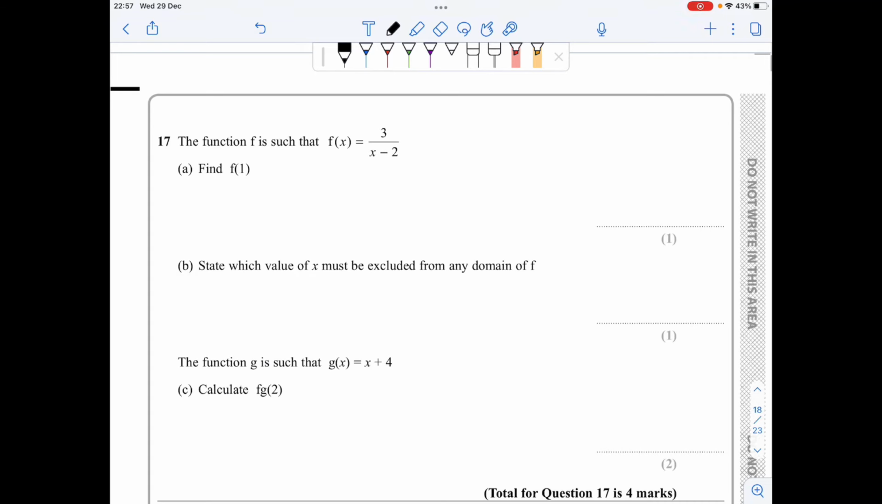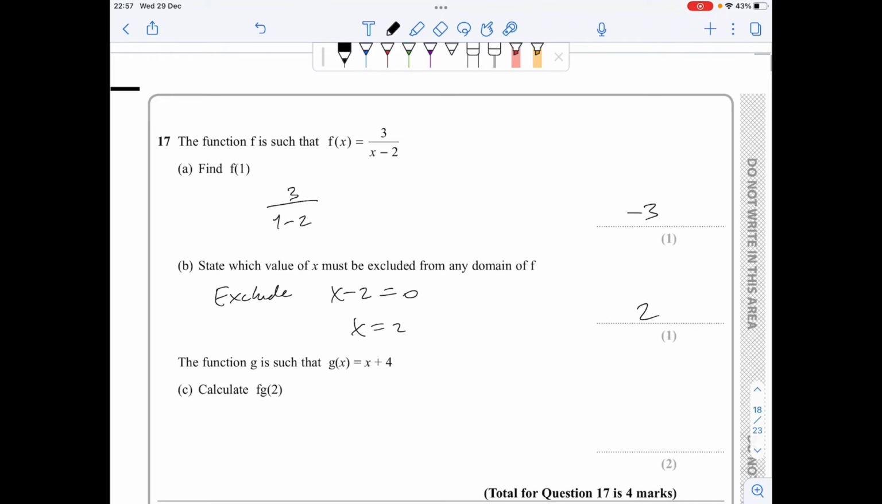Now for part A, I will just substitute 1 into the function. So this one is equal to 3 over 1 minus 2, which comes out to be minus 3. Now for part B, I need to exclude any values that make the denominator equal to 0, and this implies that x equals 2.